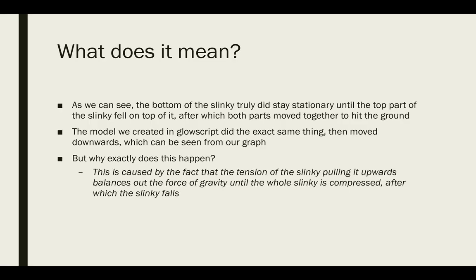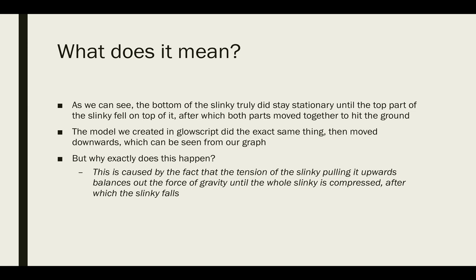So what does all this mean? As we can see, the top of the slinky truly did stay stationary until the top part of the slinky fell on top of it, after which both parts moved together to hit the ground. The model we created in GlowScript did the exact same thing, then moved downwards, which can be seen from our graph. But why exactly does this happen?